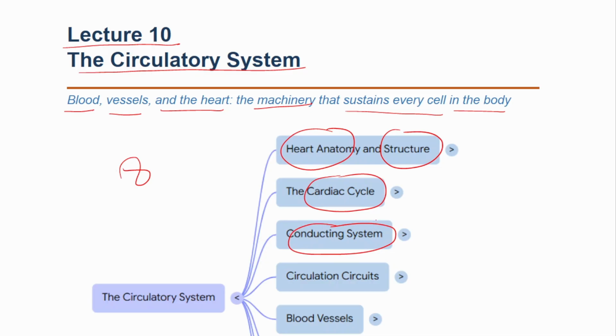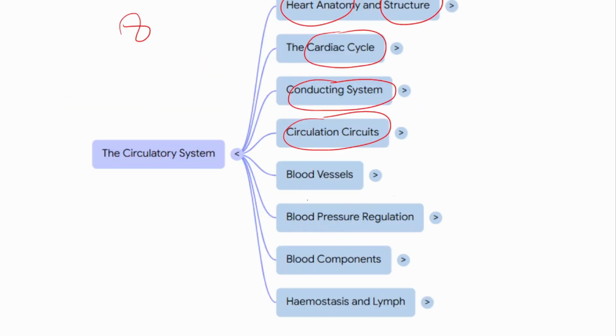Once the blood leaves the heart, it navigates the complex pathways of our circulation circuits, specifically separating the oxygenating pulmonary circuit from the nutrient-delivering systemic circuit. To understand how this fluid moves, we will analyze the structural histology of the blood vessels, contrasting high-pressure arteries with high-capacitance veins and exchange-heavy capillaries. This structural layout leads directly into the dynamics of blood pressure regulation, where we will break down the neural, hormonal, and renal mechanisms that maintain homeostatic perfusion pressure.